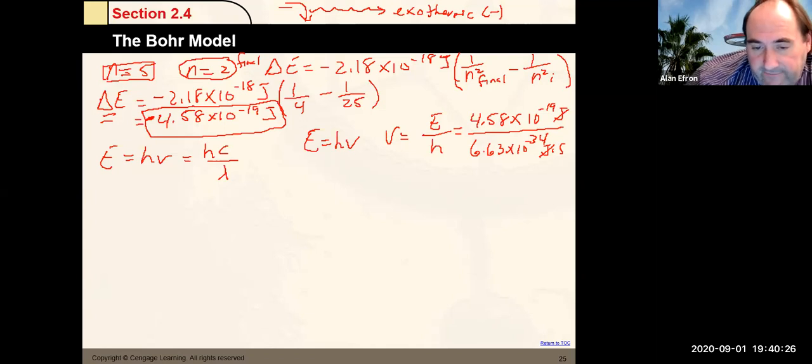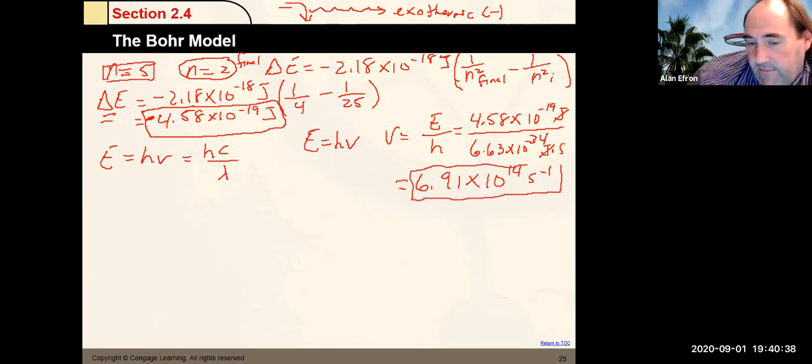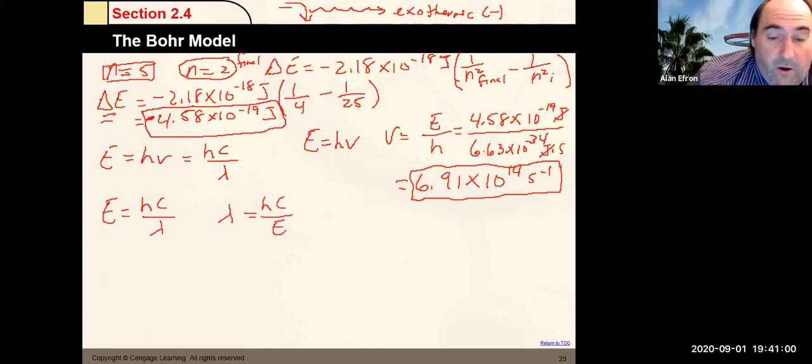Joules are going to cancel each other out, going to leave us with reciprocal seconds. Looks like we get a frequency of 6.91 times 10 to the 14. Again, here reciprocal seconds, which is a hertz, would be our frequency in this particular case. Now, because we now have the frequency, and honestly, we have the energy as well, to get to the wavelength, you could really do it two ways.